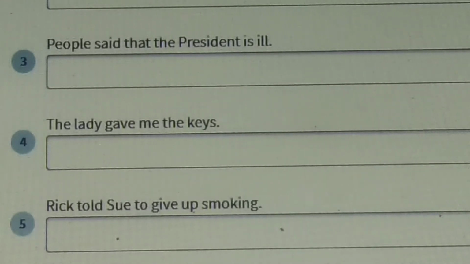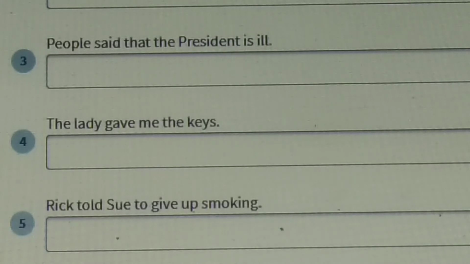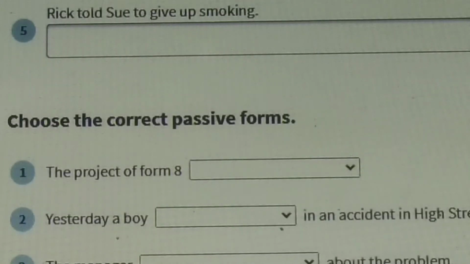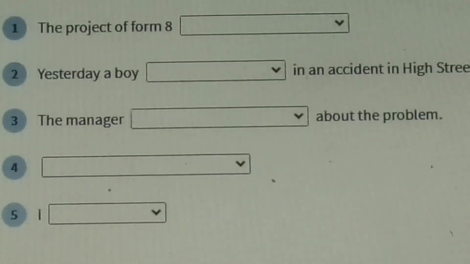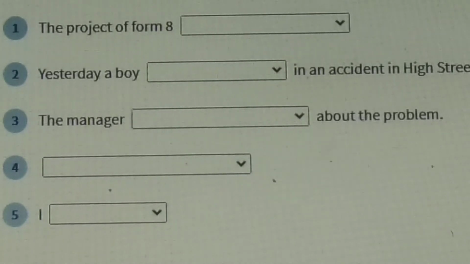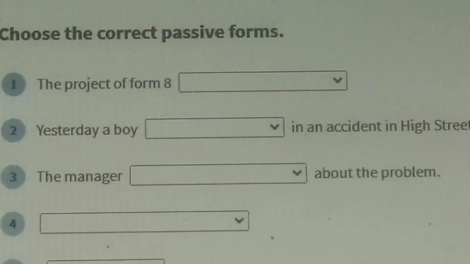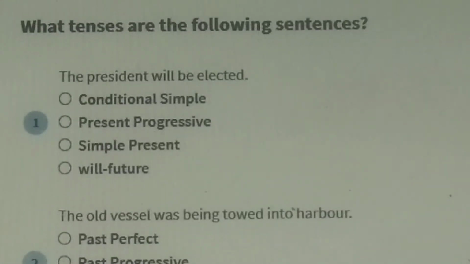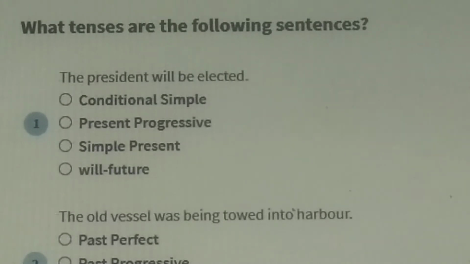So there you can see the questions, children. Choose the correct passive form. Next one. Write down. Come on, children. You have to choose the correct form, children. You're doing it. Very good, children. Come on, do it. What tenses are the following sentences? Got it? Very good. Come on, do it.